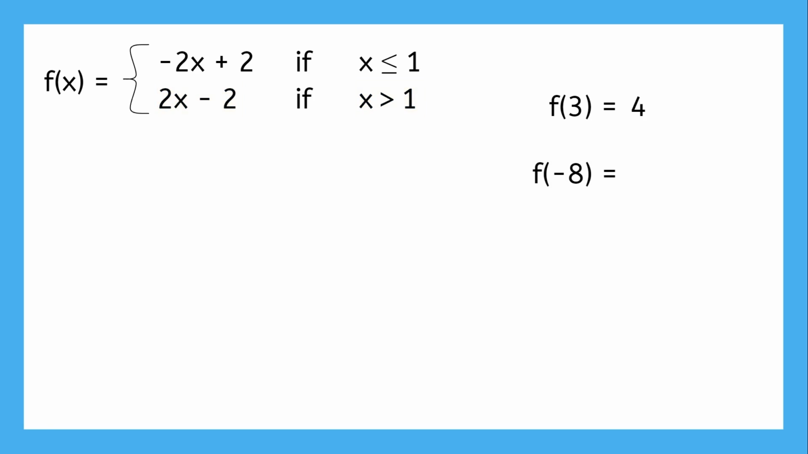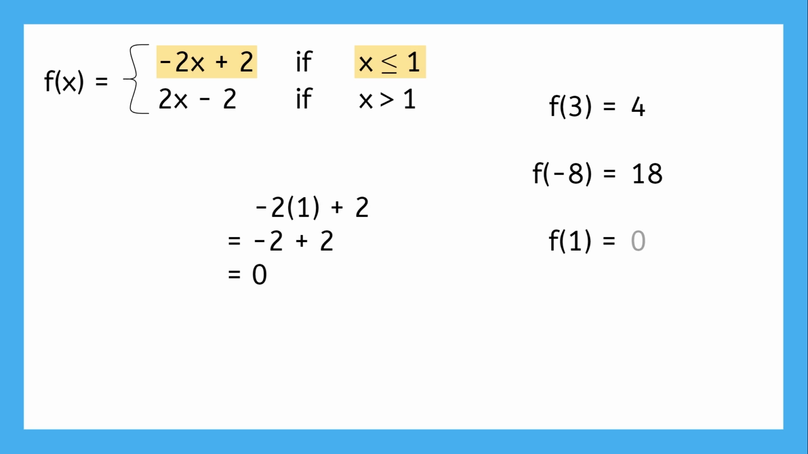What if we want where the input is negative 8? Well, negative 8 falls into that first interval, where x is less than or equal to 1. So we'll be using that expression, negative 2x plus 2. We plug in negative 8, and we get an output of 18. What if the input is 1? Which interval would we use then? The one where x can be equal to 1, of course. And we input 1 into that first equation, and we get an output of 0.